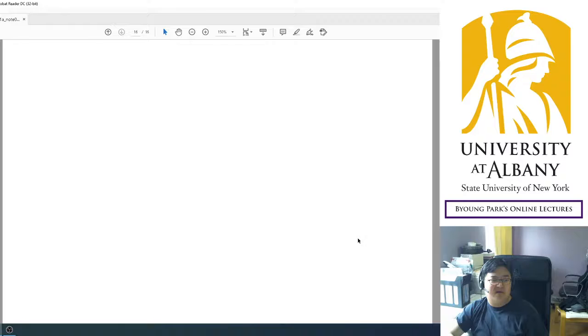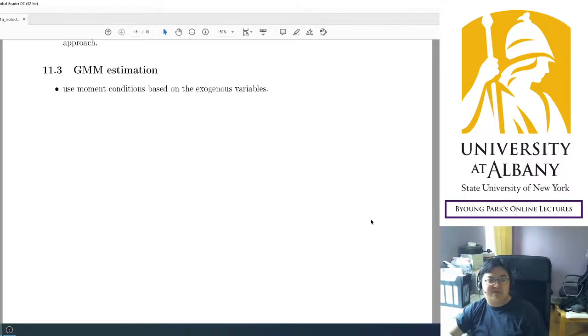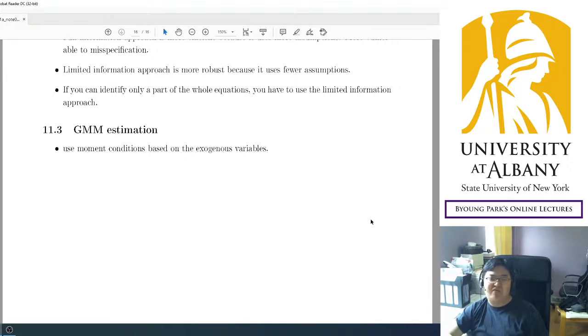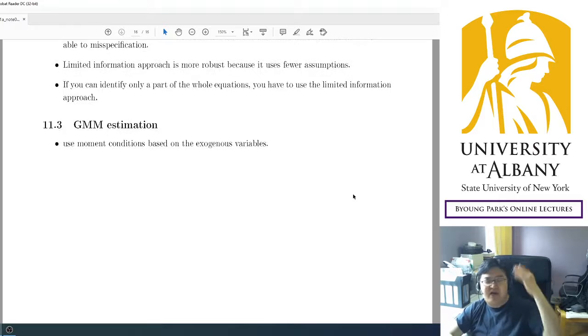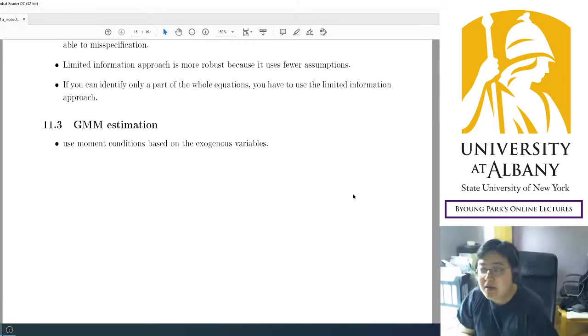And then finally, in practice, we are going to use the GMM method. In the earlier examples, I gave you the moment conditions implied by the model. So you may apply the GMM method in the same way we did in a previous chapter. The estimation is not very difficult once you set up the moment conditions, and everything is linear, so it works well. Okay, this is it.